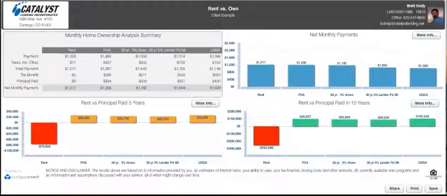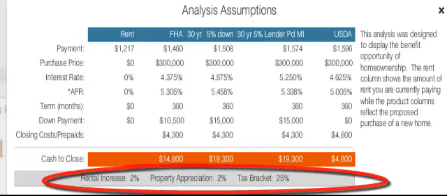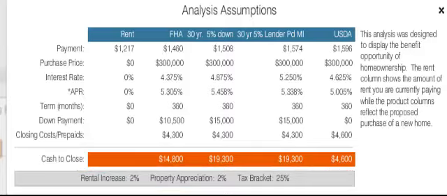As we explore it a little further, we're going to give some assumptions, which is on the right, that monthly payment in a graph form. If we click the More Information tab, that gives us some assumptions that are being used. First of all, the loan amounts, the interest rate, your APRs, down payment and closing costs for a total cash to close. It also, across the bottom, shows the rental increase of 2%, a property appreciation of 2%, and then being in a 25% tax bracket.